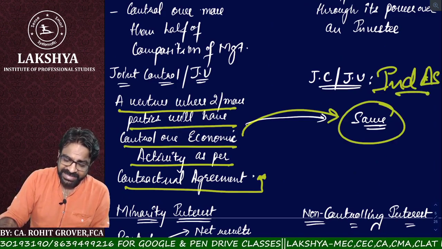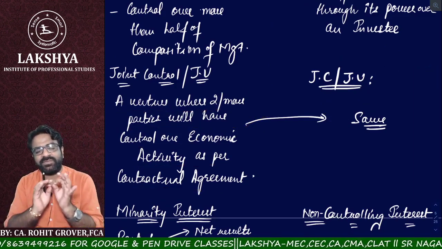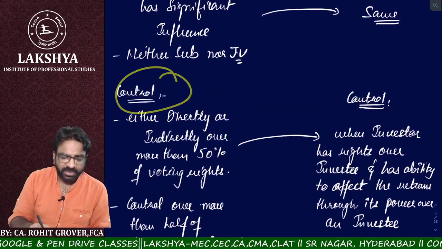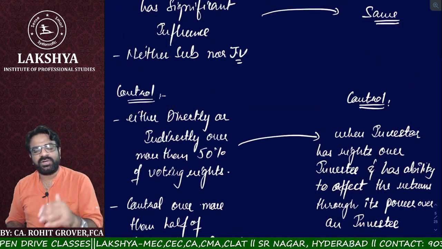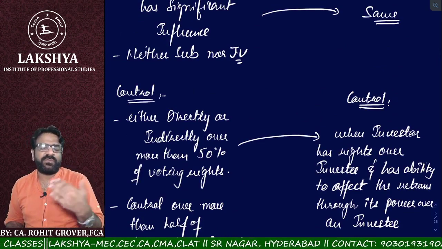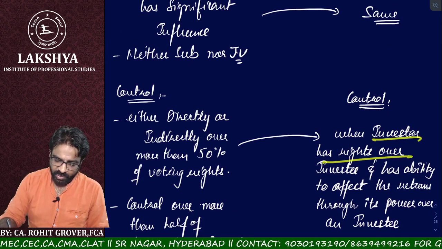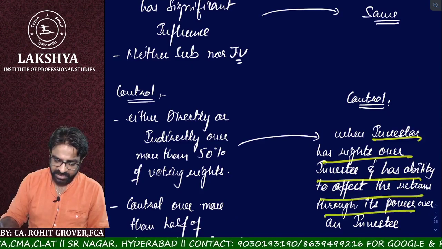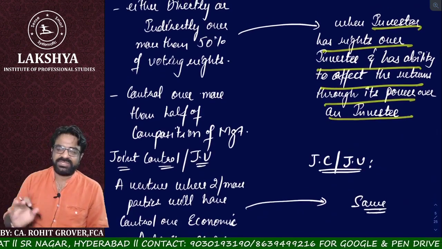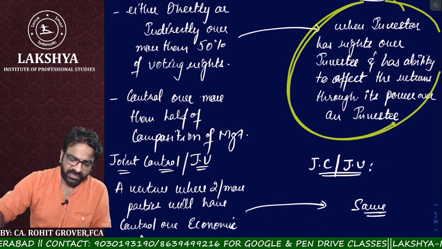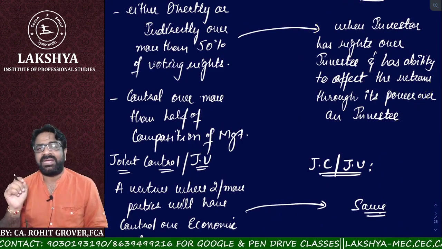So in IND-AS and in AS, almost everything is same, just that when we talk about the control definition, instead of more than 50% of the voting rights or directly or indirectly more than 50% of the composition of management, they have written that the investor has a right over the investee and has ability to affect the returns through its power over an investee. That's the only thing you have to remember when it comes to the definition of control as per IND-AS.